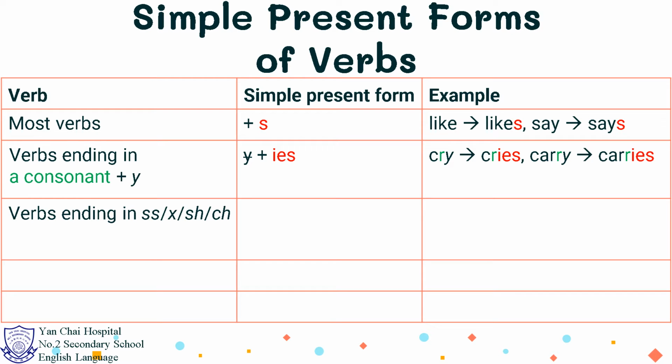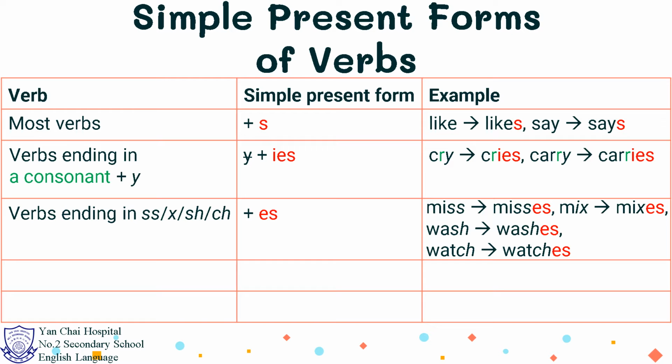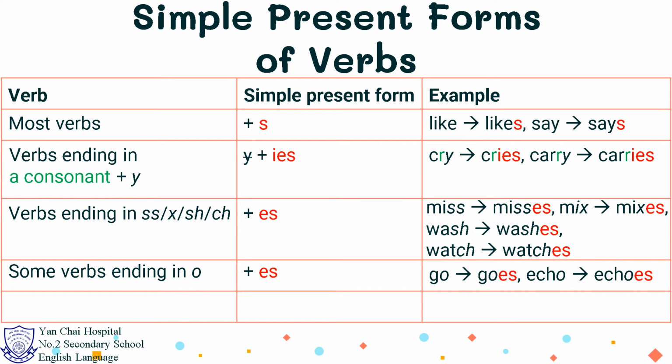For verbs ending in ss or x or sh or ch, we need to add es at the end of the verb. For example, misses, mixes, washes, watches. For some verbs ending in o, we need to add es at the end of the verbs. For example, goes, echoes. For some irregular verbs, we need to change the word. For example, have to has.